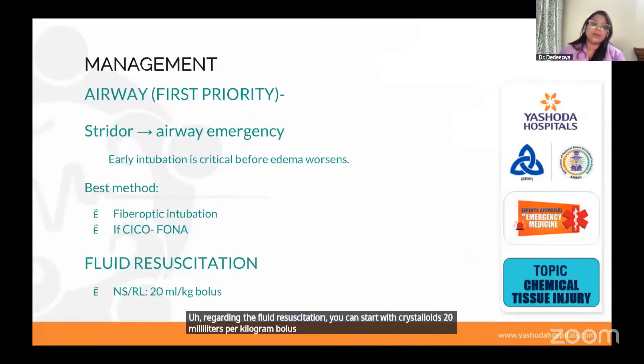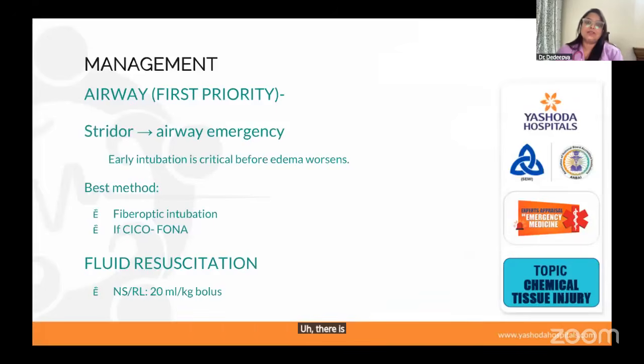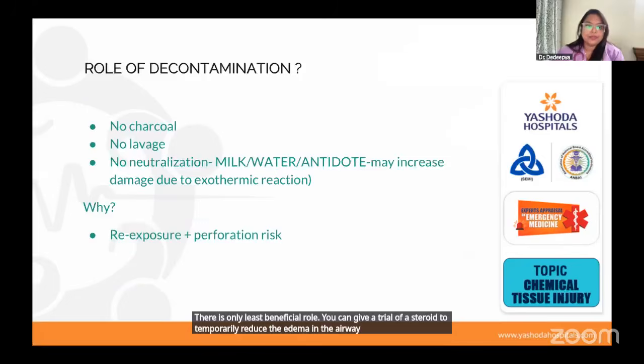And coming back to the airway, is there any role of steroids for laryngeal edema? It's a very controversial thing. Usually, the role of steroids is negative in corrosive poisoning, but when there is airway edema, there is a least beneficial role. You can give a trial of steroid to temporarily reduce the edema in the airway. So then, role of decontamination.